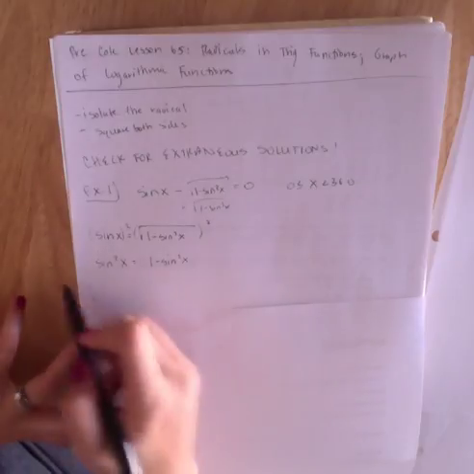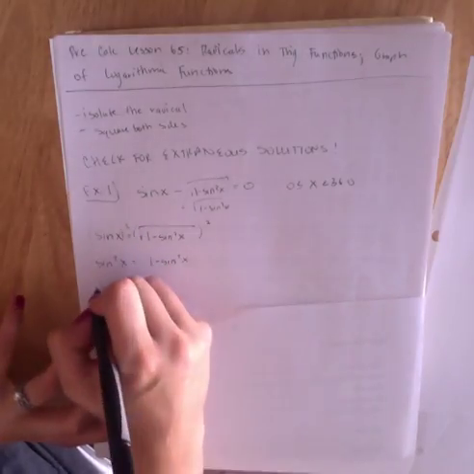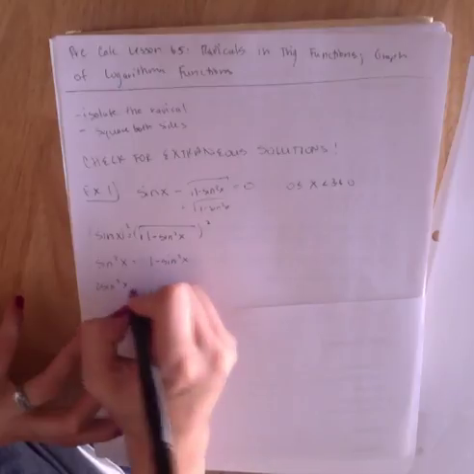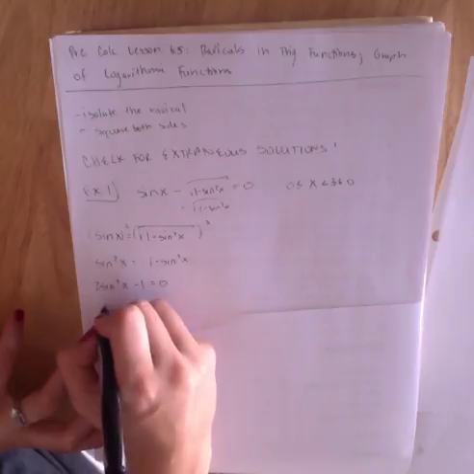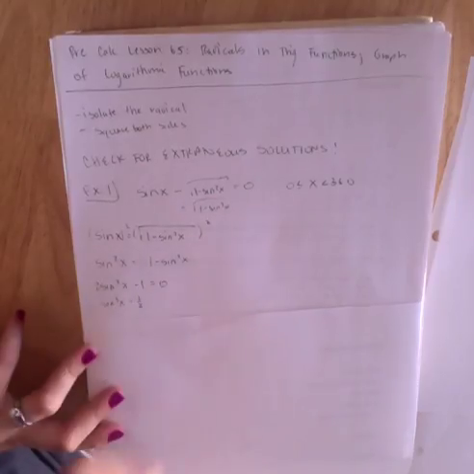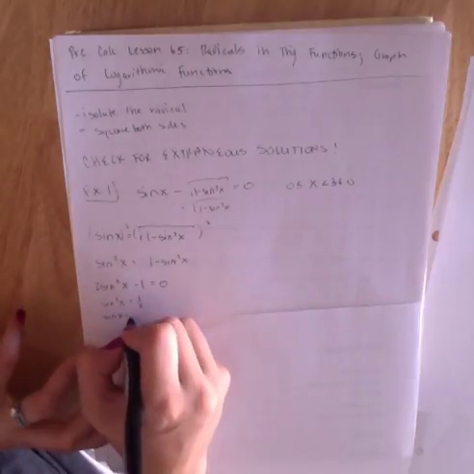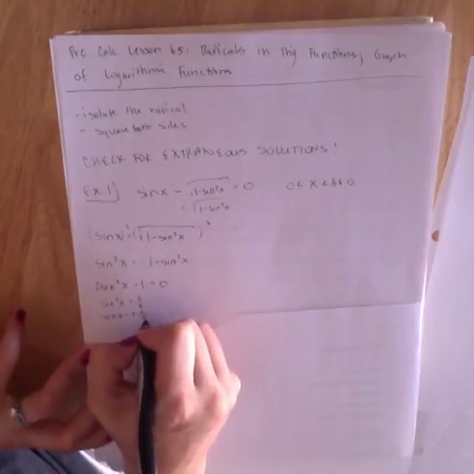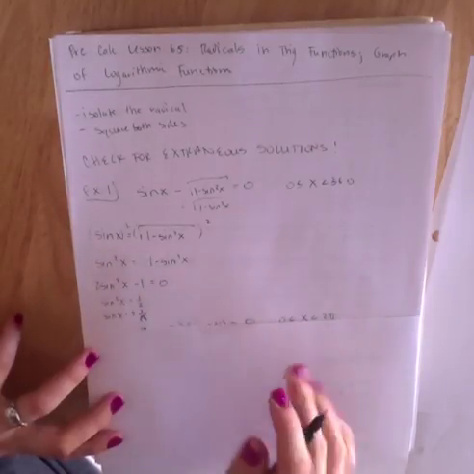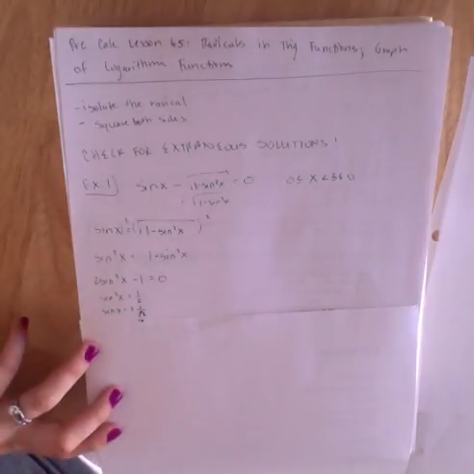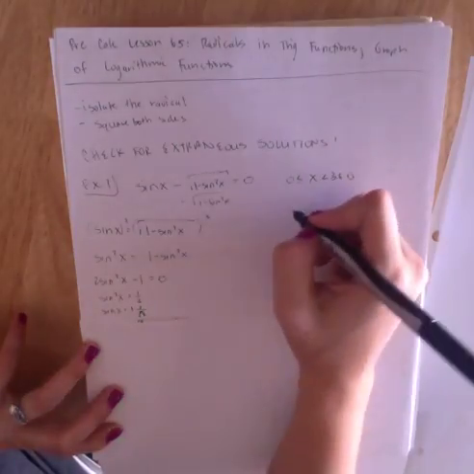I'm going to bring everything over to one side, so if I add sine squared of x over, I'll get 2 sine squared of x minus 1 equals 0. And if I solve this, I will get sine squared of x is 1/2. So I get the sine of x is plus or minus 1 over root 2. Now, we know that that relates to my 45, 45, 90 triangle.